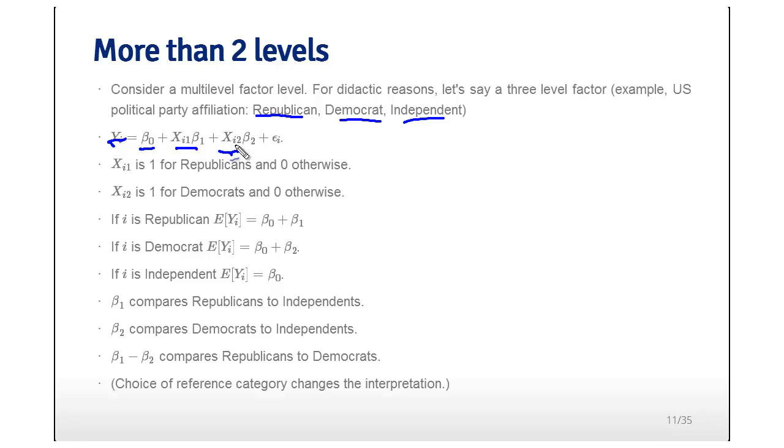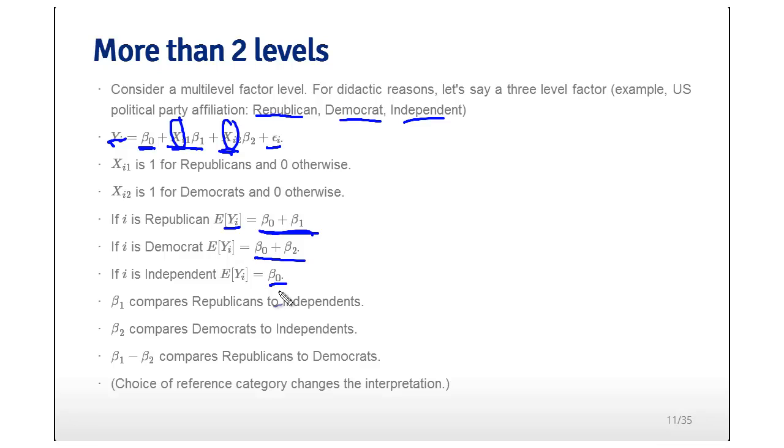Then let's look at what happens. The expected response for Republicans is beta naught plus beta 1, because beta naught is always there, xi1 is 1 when the person is a Republican, so we get a beta 1. This term is 0, and its expectation is 0. So we get that for Republicans. Similarly, we get that for Democrats. And then for Independents, both of these are 0, so we get beta naught.